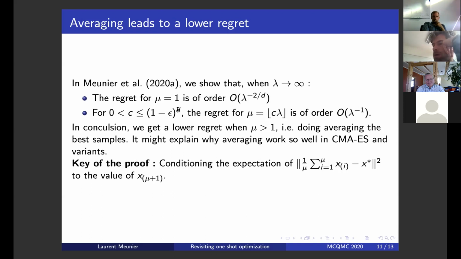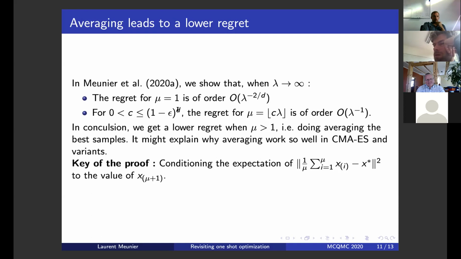So this also explains why, when we are close to the optimum in evolution strategies, for instance CMA-ES or other variants, choosing the average of the best points leads to a better strategy than only keeping the best point.